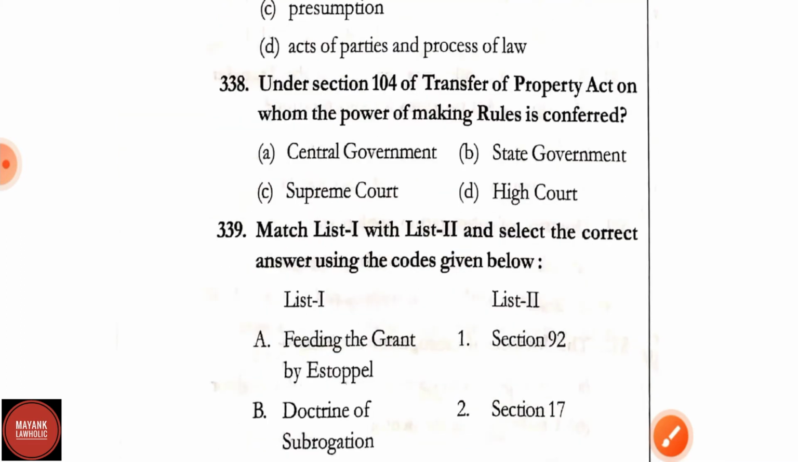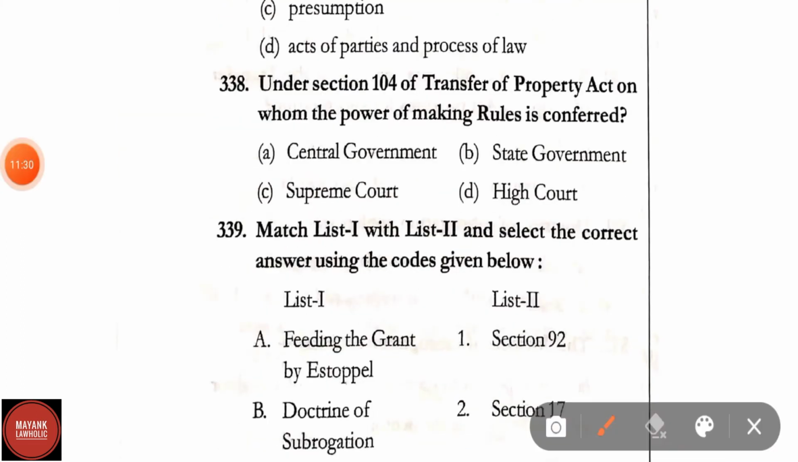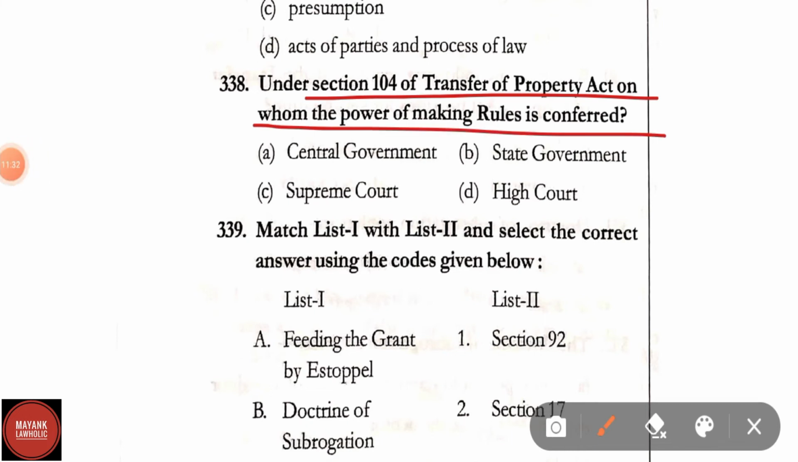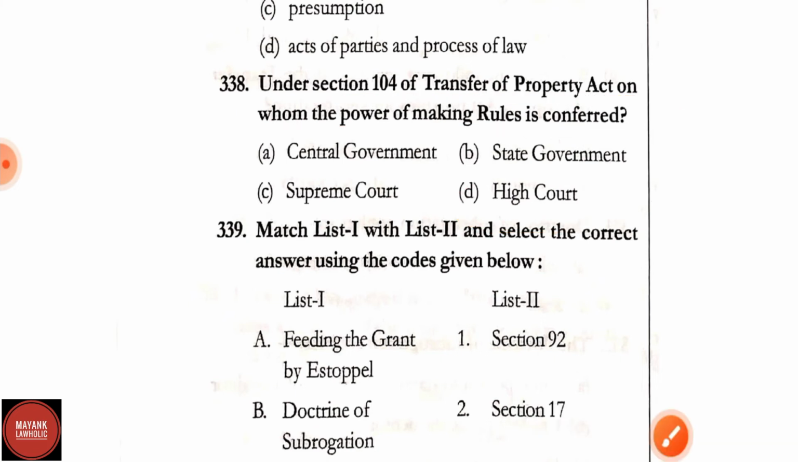Question number 338. Under section 104 of the Transfer of Property Act, to whom is the power of making rules conferred? Options are central government, state government, Supreme Court, High Court. Correct answer is option D, that is High Court. Under section 104 of TPA, the High Court has the power of making rules.